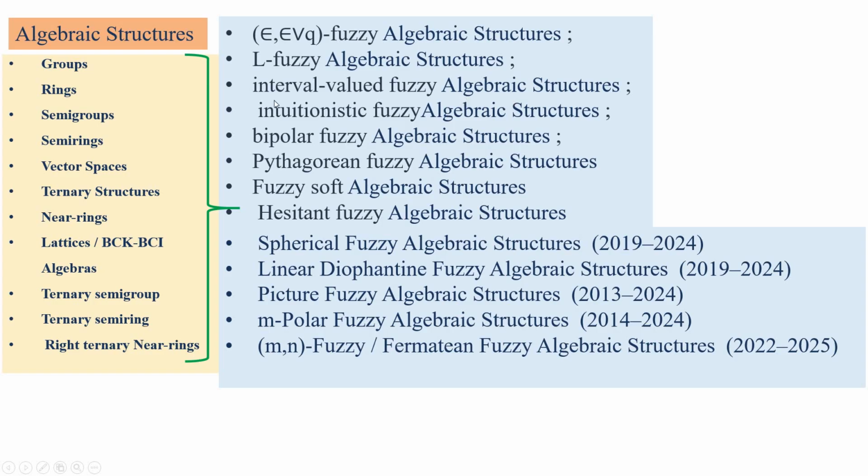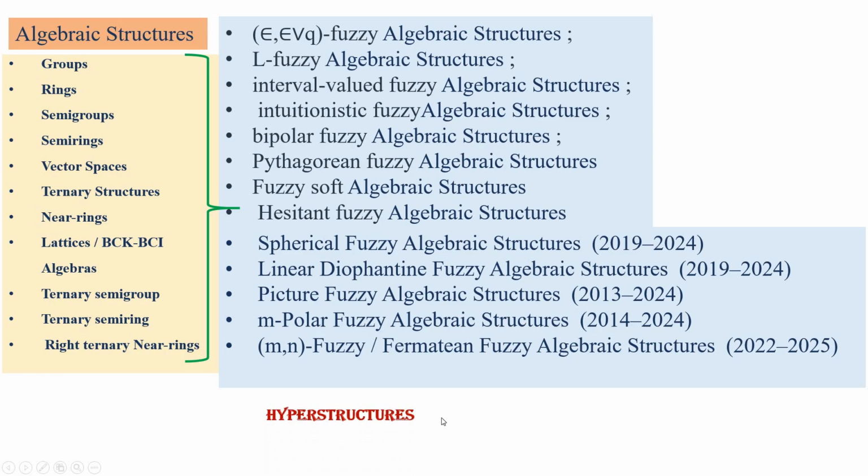So interval valued fuzzy algebraic structures, intuitionistic fuzzy, and then bipolar fuzzy, Pythagorean fuzzy, and fuzzy soft algebraic structures, hesitant fuzzy algebraic structures, spherical fuzzy algebraic structures, linear Diophantine fuzzy algebraic, and picture fuzzy, M-polar fuzzy algebraic, MN fuzzy, and Fermatean fuzzy algebraic structures. This one is very latest. These are all latest topics. So whether all of them are covered or not, we do not know. So you'll have to search for the research gap and proceed.